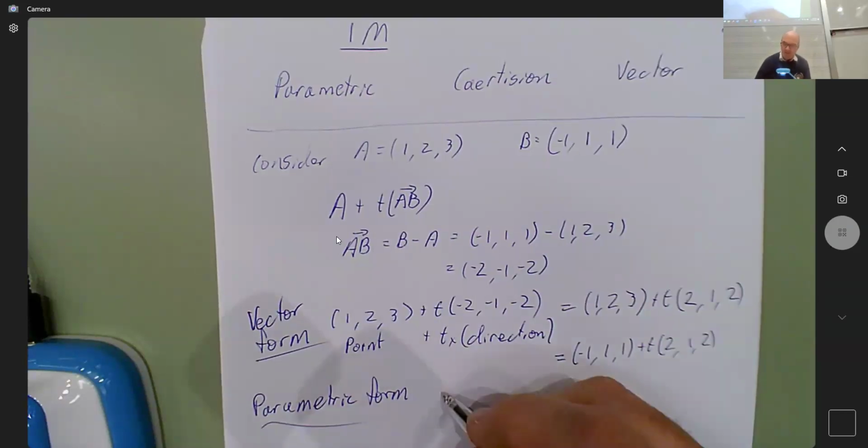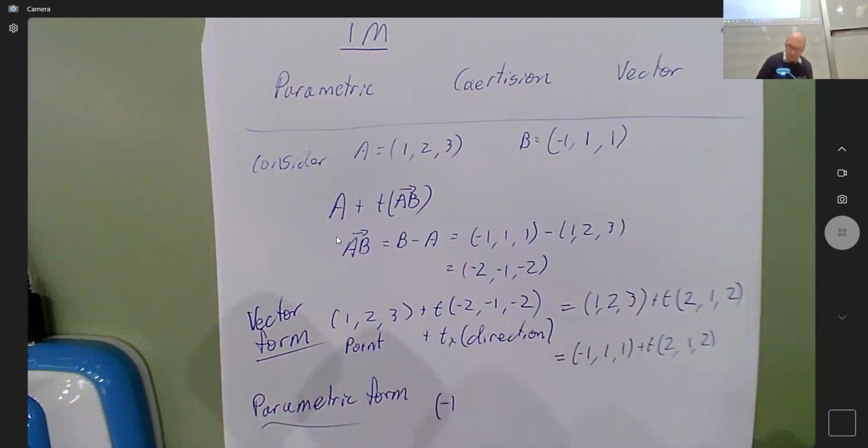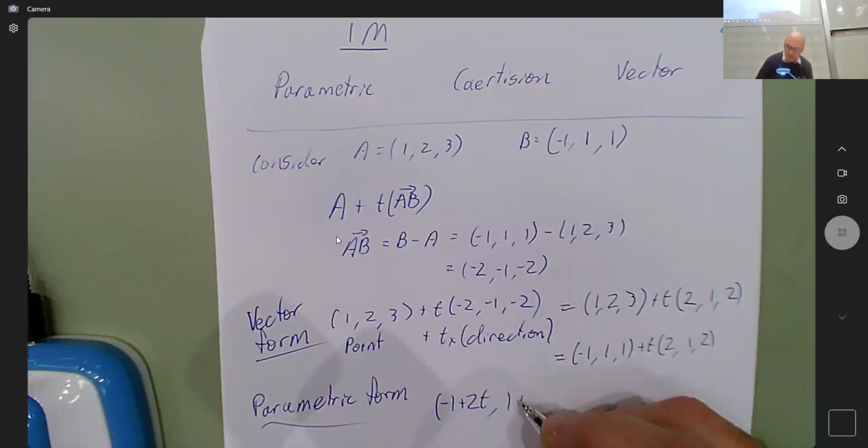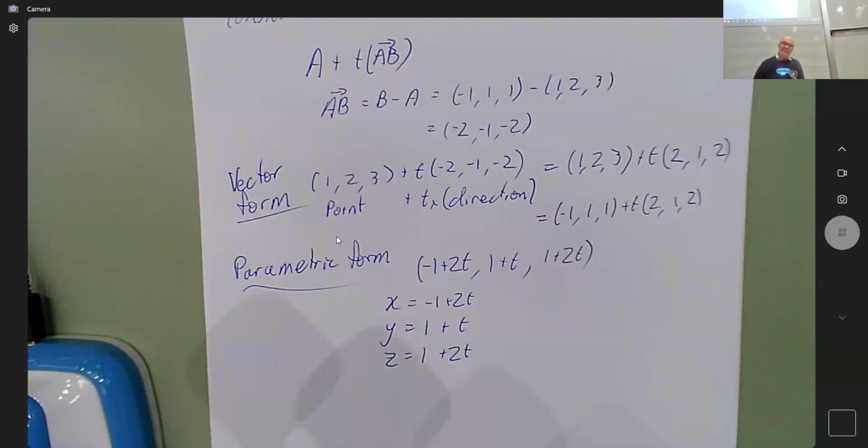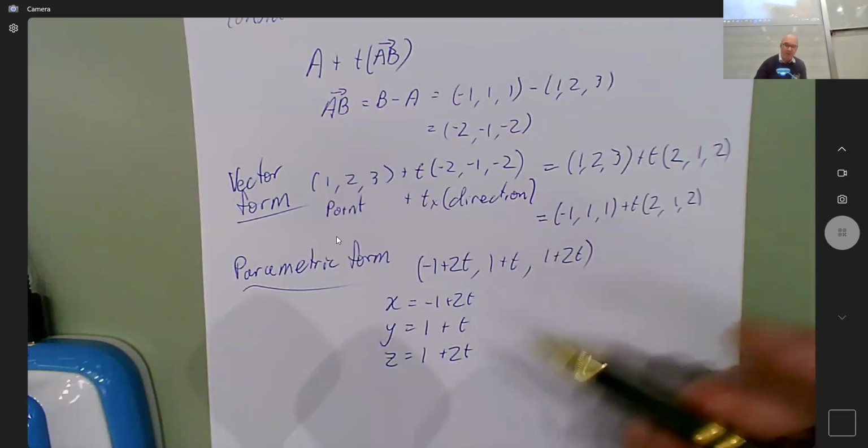This is going to be as simple as writing this as a vector: (-1 plus 2t, 1 plus t, 1 plus 2t). Or I could go x is equal to minus 1 plus 2t, y is equal to 1 plus t, z is equal to 1 plus 2t. I want this form because this is the form that will allow me to convert it to Cartesian form most easily. So to convert to Cartesian form, I want to get t is equal to for each one of these things.